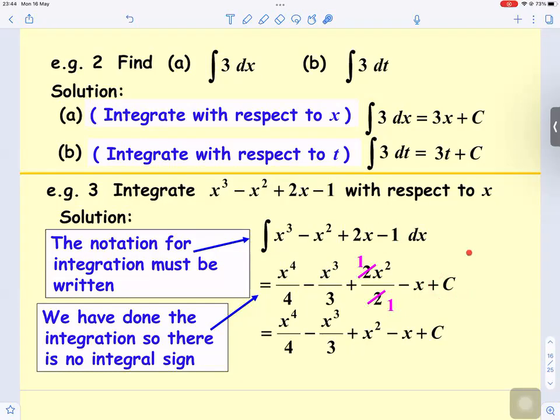Now that we have done the integration, we do not put the sign anymore, because we've already done the integration. So your answer now is x to the 4 over 4 minus x cubed over 3 plus x squared minus x plus c.